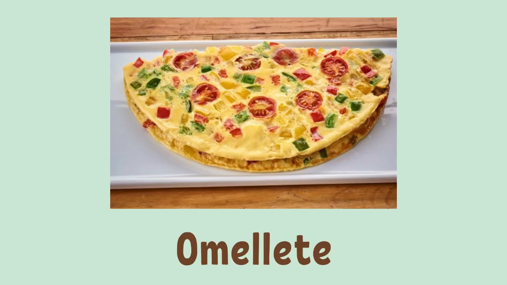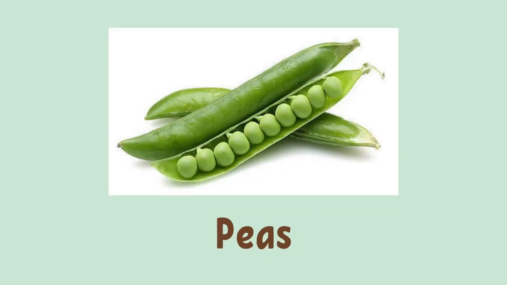For example, meat. Second, we have peas. How do we spell peas? P-E-A-S. Peas. What is peas? Peas in Bahasa Melayu, we call it as kacang polong, or sometimes we can call it as kacang peas.